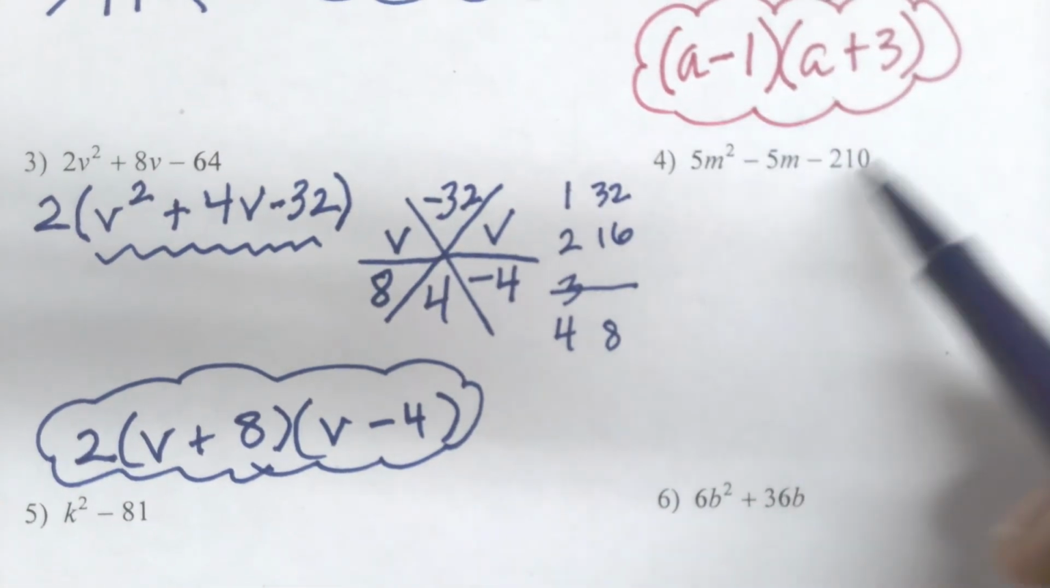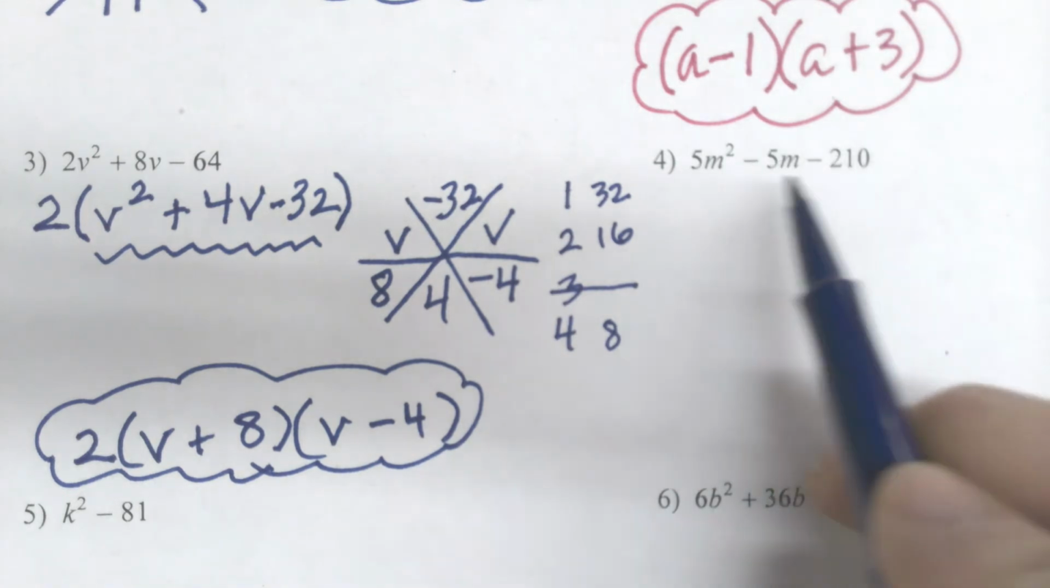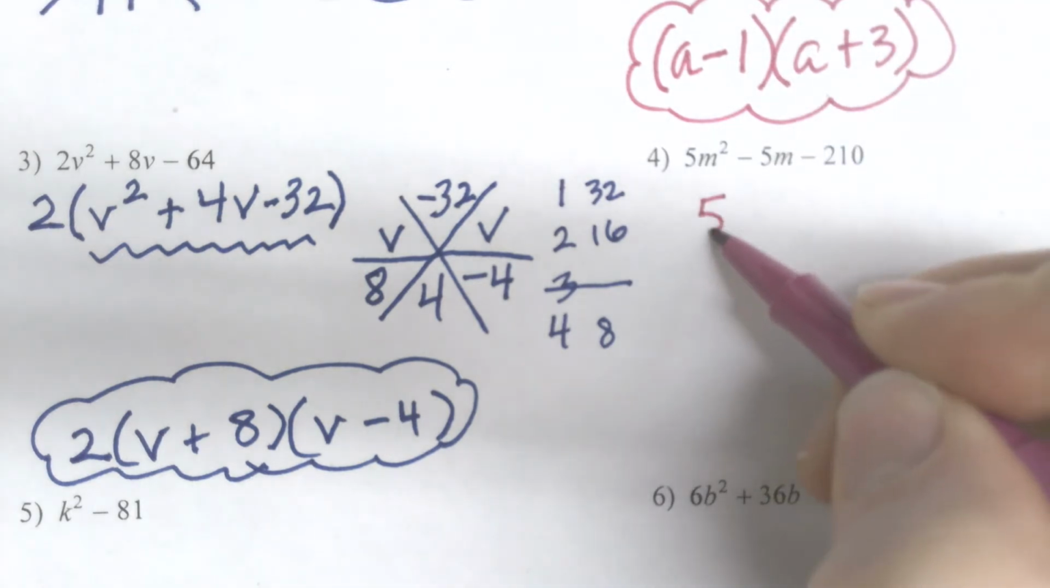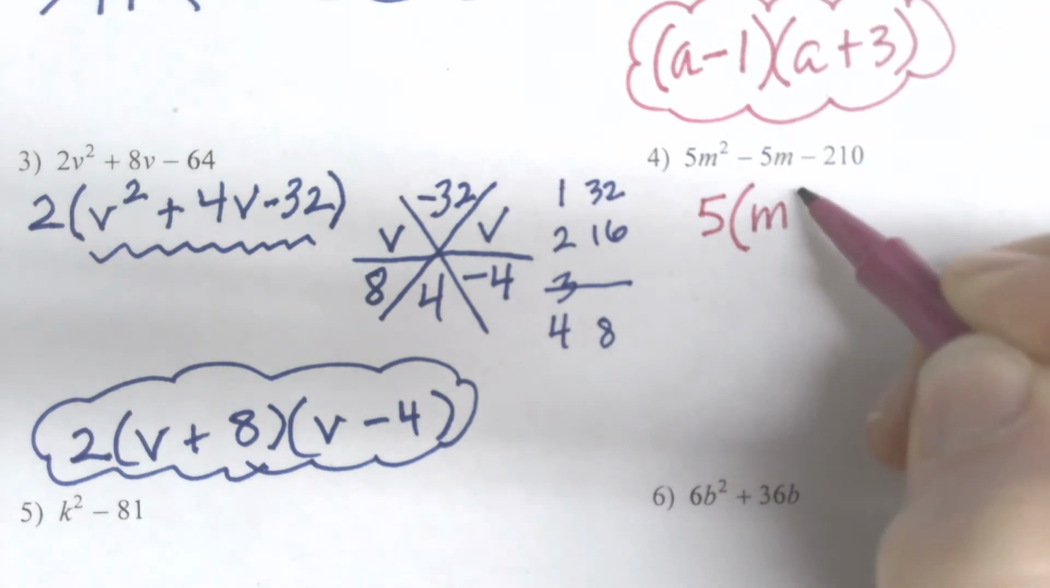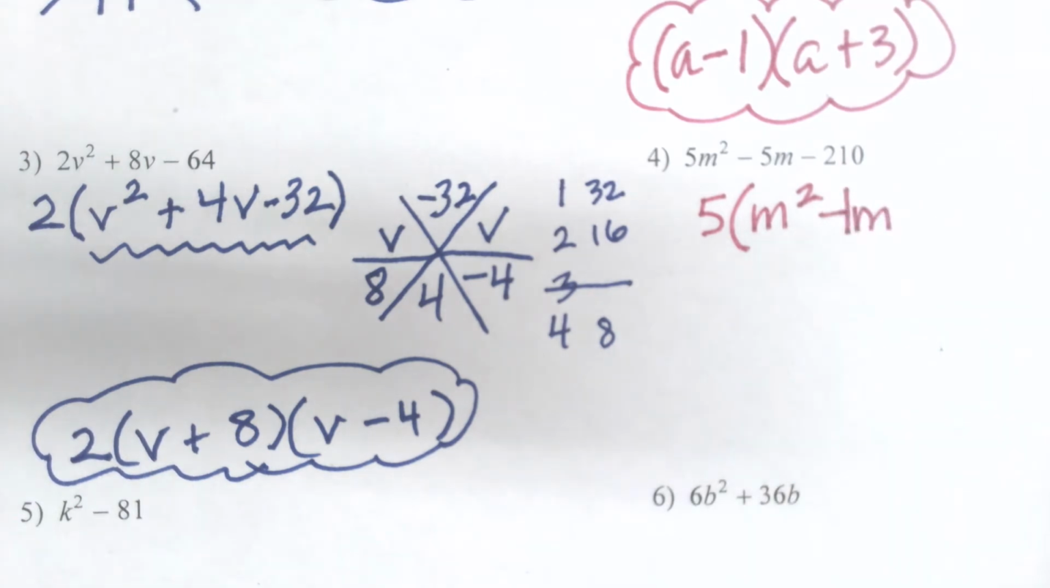I want to do one more where I have to pull that out, and then I'm going to show you 2 other ones that are a little bit weird, and then I'll let you try on your own. So in number 4, what can be pulled out of all of those? What common factor do they share? 5, beautiful. 5 goes out front, then it's m squared minus 1, that's 1m.